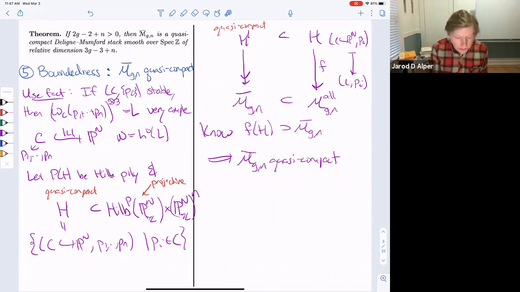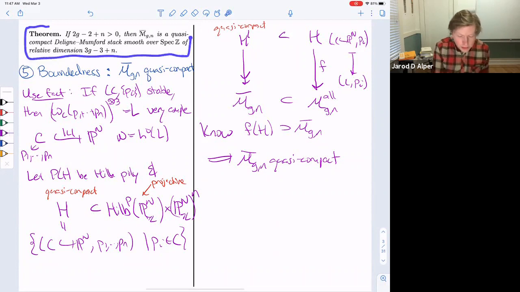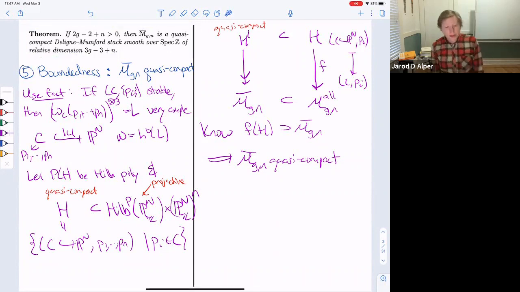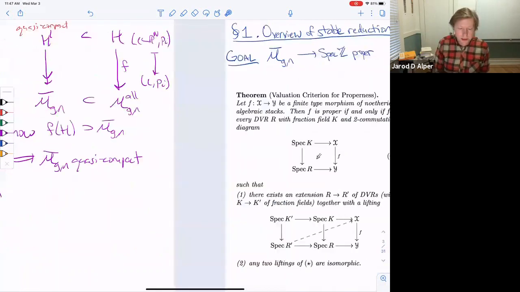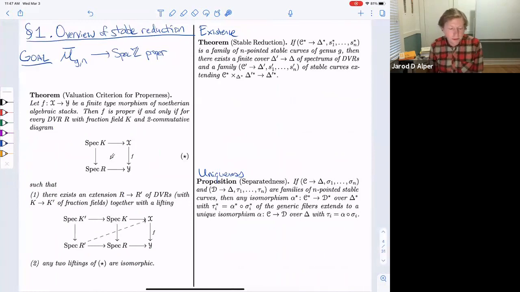Okay, I think we're in good shape. So now we have this theorem. The next goal is to show that it's proper. All right, so I'm going to start with giving an overview of stable reduction. By stable reduction, I mean, the goal is to show that MGN bar is proper over Spec Z.